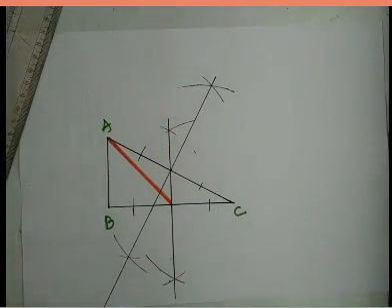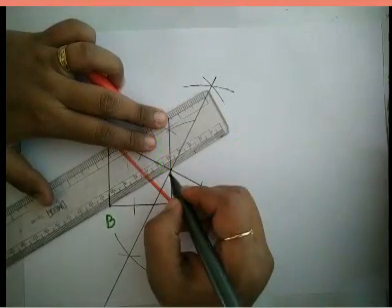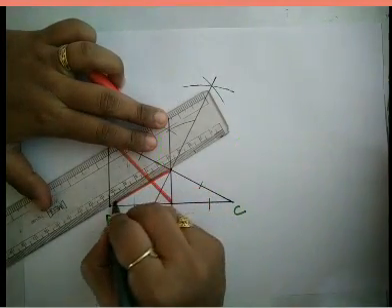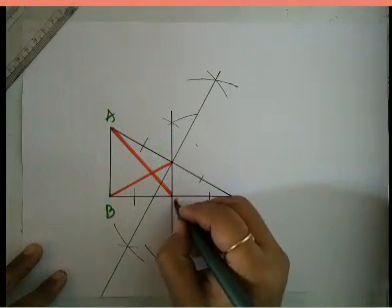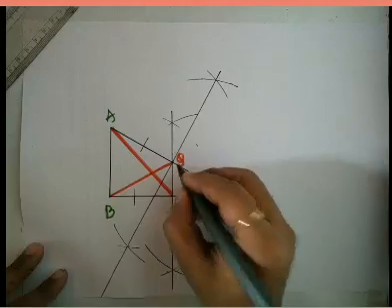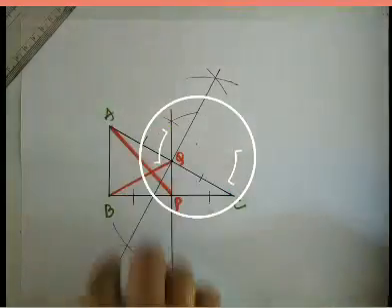So this midpoint we will join from the opposite vertex, that is B. Here I have joined. So the second median I have drawn. Let's give it a name. Okay. Now I'll find out the midpoint of segment AB.